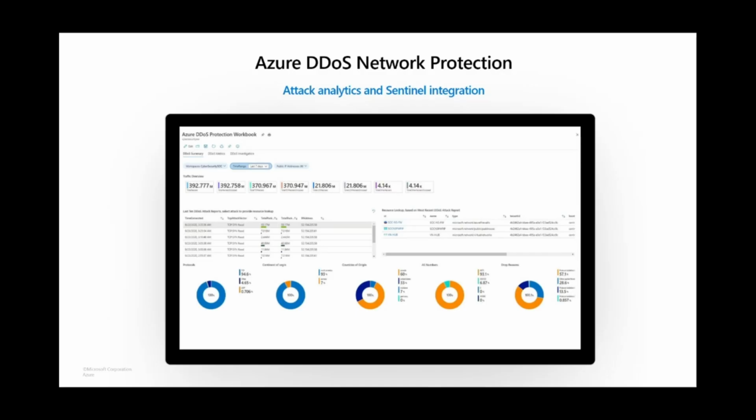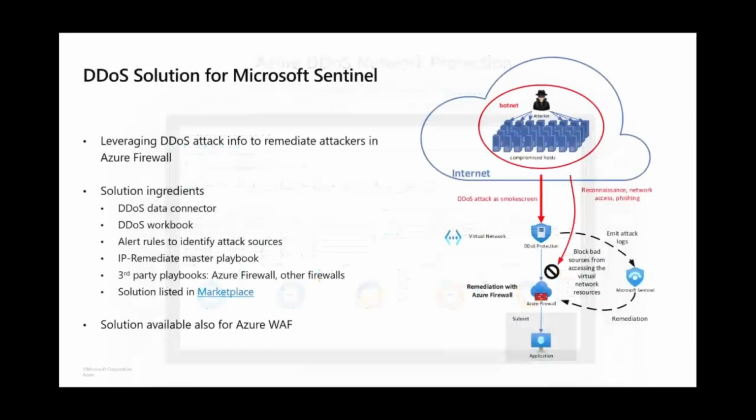Another thing about attack analytics, which is very useful, especially when you have a big number of public IPs with DDoS protection enabled, is the workbook. You can deploy this workbook directly from our GitHub repository with just one click and start using it. And I'll also show you in a bit how you can use it and some best practices for it.